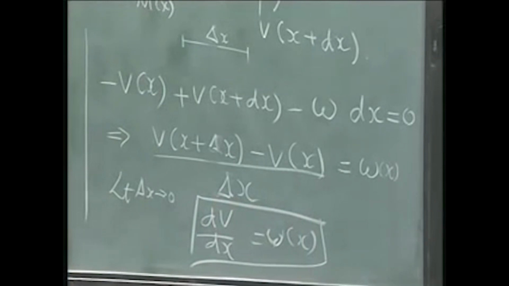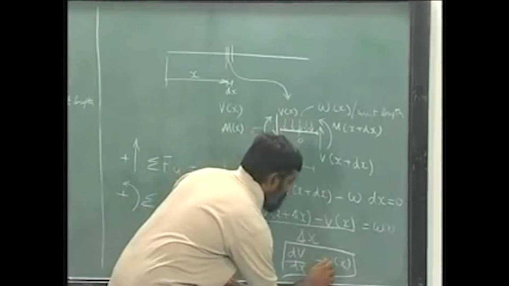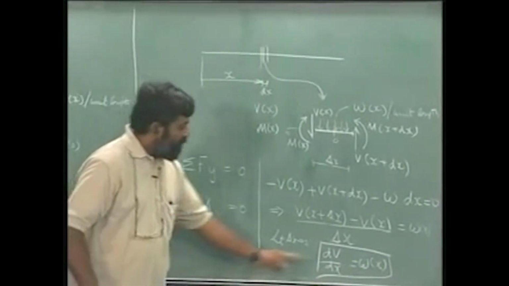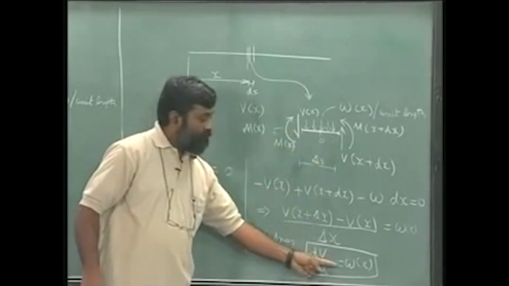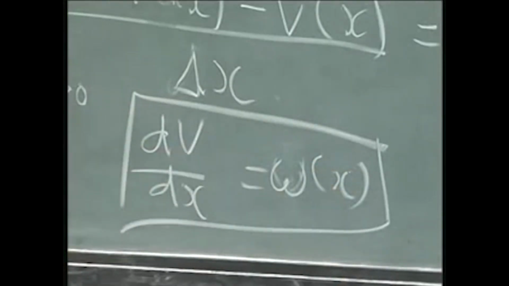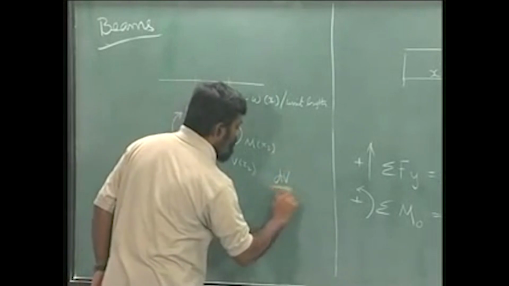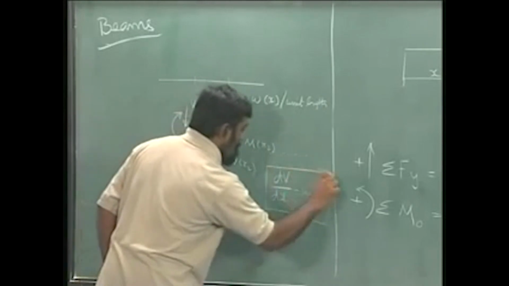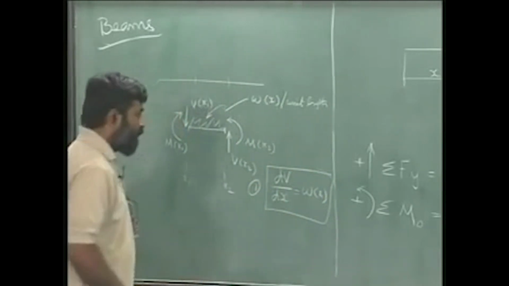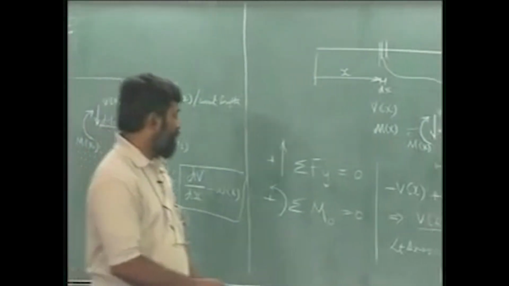And therefore, we have a relationship. It essentially tells me that the variation of shear force along x gives me W of x, which is the transverse load applied. So, one result that we get is dV by dx equals W of x. We will get one more result from this. Let us do that separately.